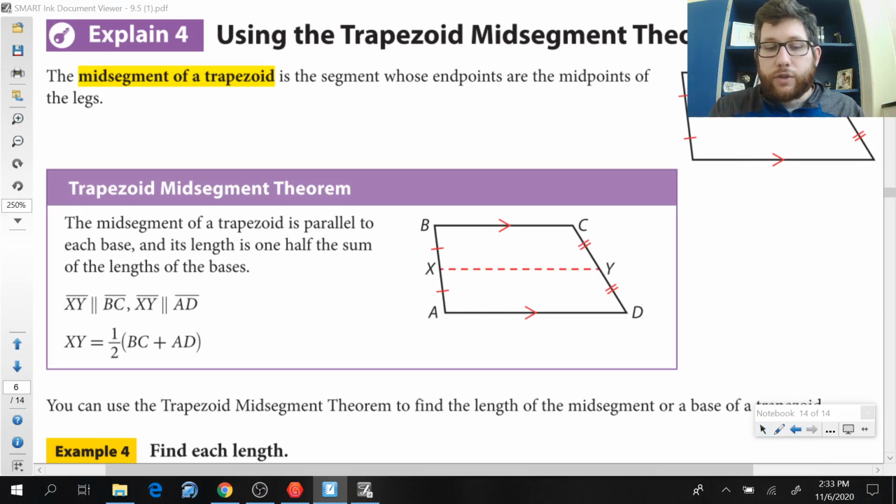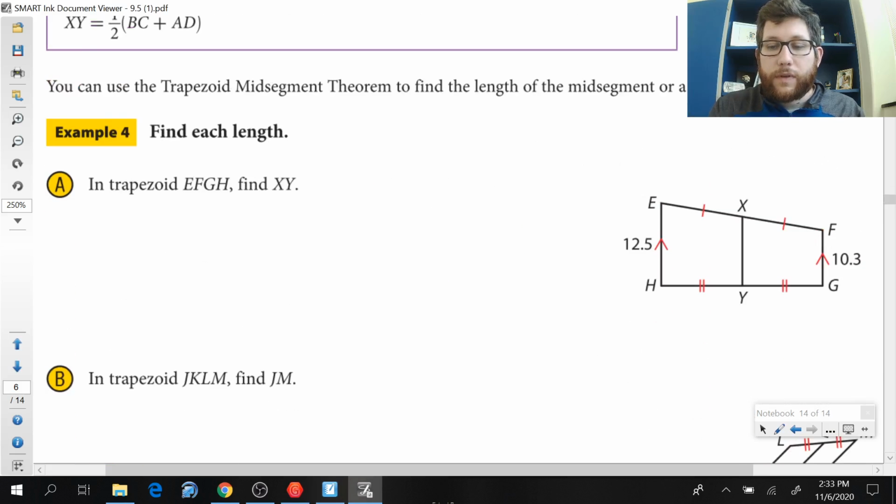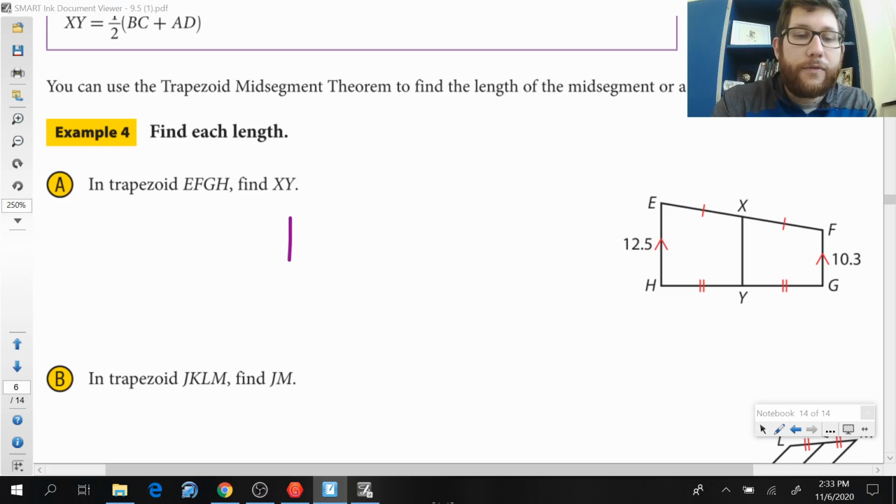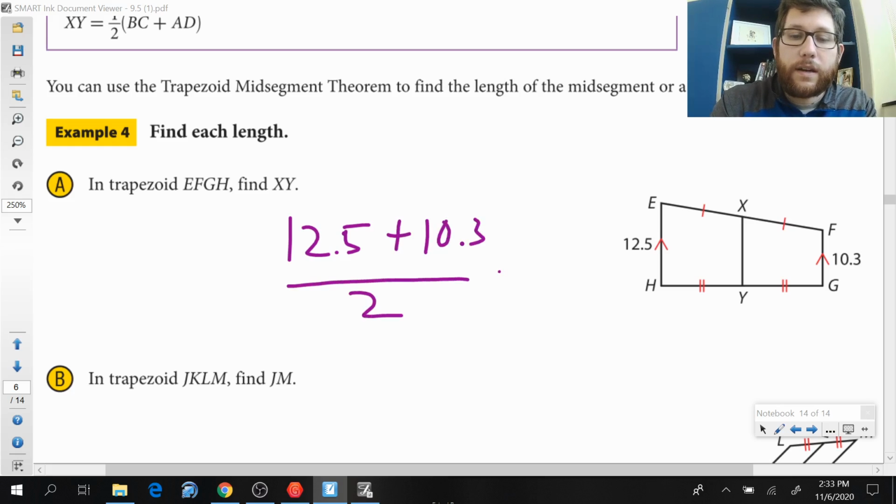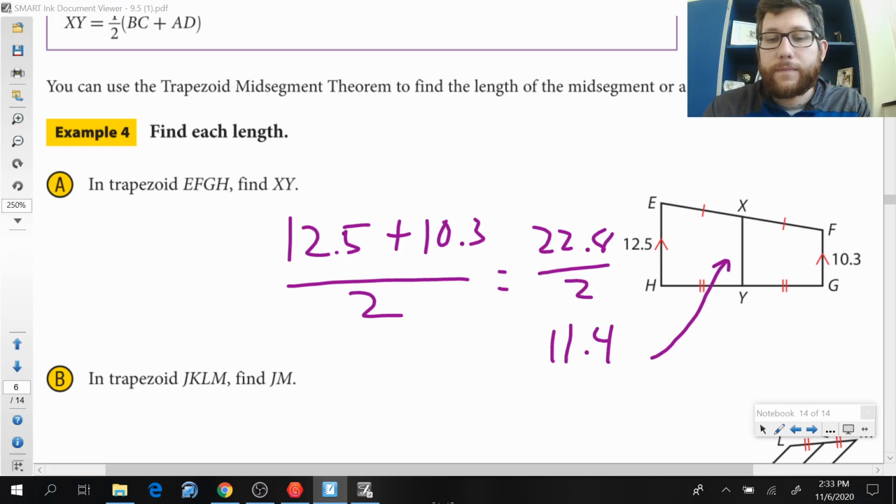So let's look at one or two problems, and then we'll call it a day here. The first one here, we've got these two lengths, 12.5 and 10.3. I see that this is a mid-segment because it's bisecting both of my sides. So all I'm going to do is average these two together, and that's going to get me my answer. So I get 22.8 all over 2, and that comes out to 11.4, so it should just be halfway. All right, let's look at one last one.